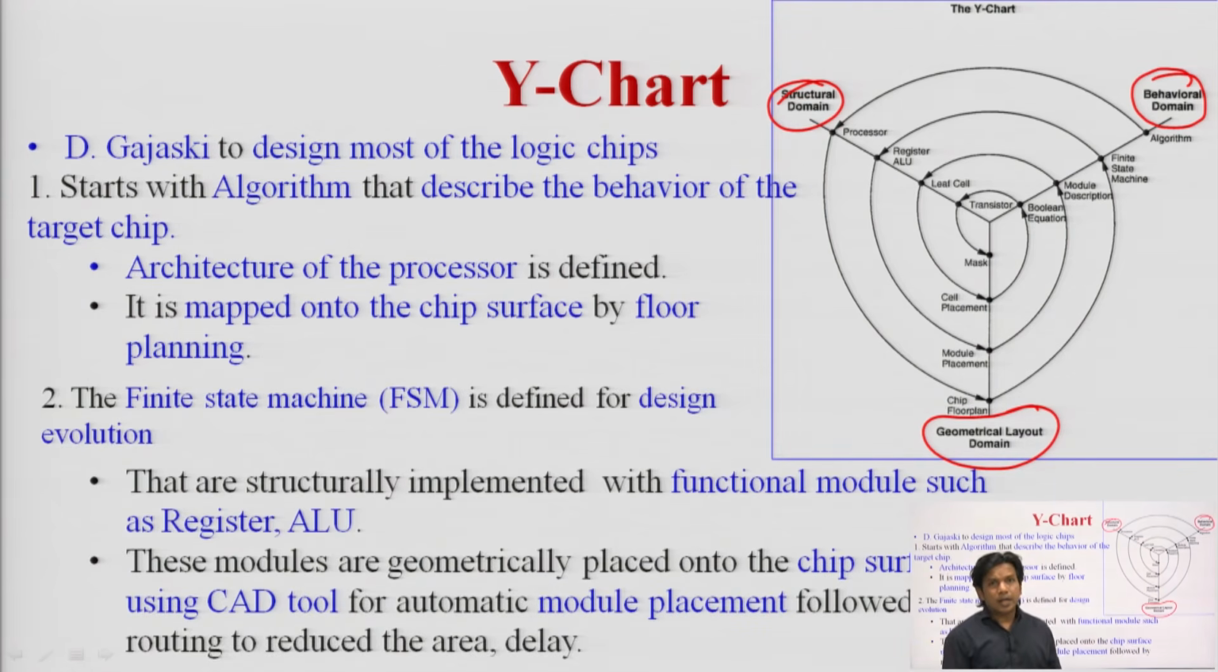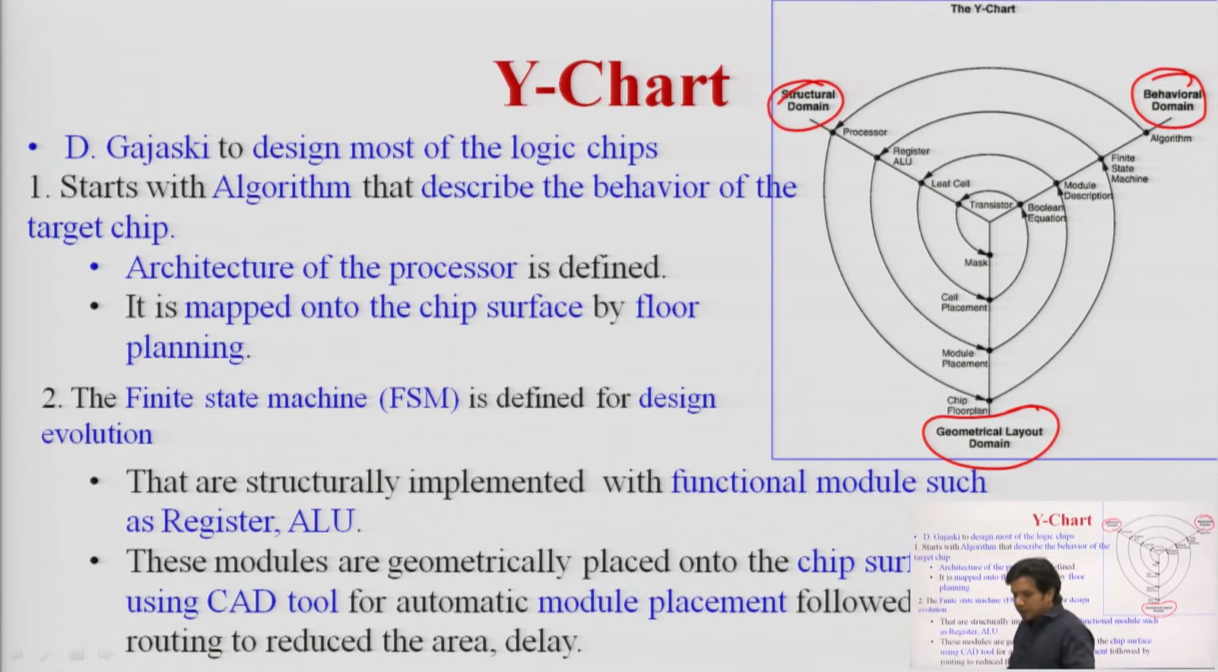Once it is done, you have to move toward the behavioral domain again, and give a finite state machine that is defined for design evaluation, meaning whatever you have designed, now you have to evaluate those designs. Then these are structurally implemented with functional blocks such as register, arithmetic logical unit. Whatever modules you have designed under the structural domain, the structure is implemented with the functional block. Now these modules are geometrically placed onto the chip surface.